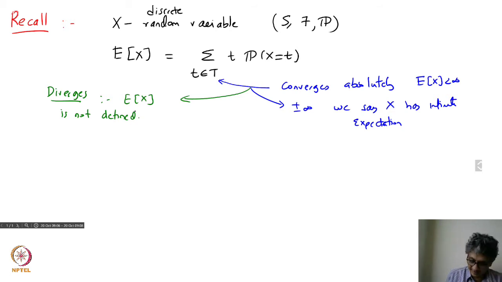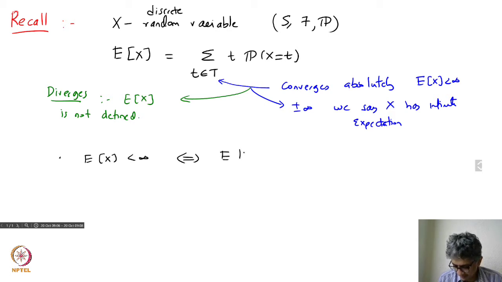That's what we had done last time. We stabilized E of X, and then we had shown several properties of E of X. One was that E of X is finite is the same as saying that E of the absolute value of X is finite. So this is a very important property of E of X.